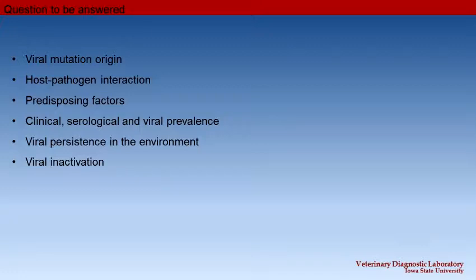So what is the origin of this viral mutation? We don't know if it is genetic pressure or, honestly, we don't know exactly. The host-pathogen interaction, what is the molecular part of the interaction that we need to understand to probably prevent the disease. Predisposing factors: we know that the virus can affect animals, as you see, and they don't get clinically sick. So probably they have a predisposing factor that makes them sick. Clinical, serological, and viral prevalence, there are ongoing studies, so we're going to learn soon how widespread the virus is through the United States.